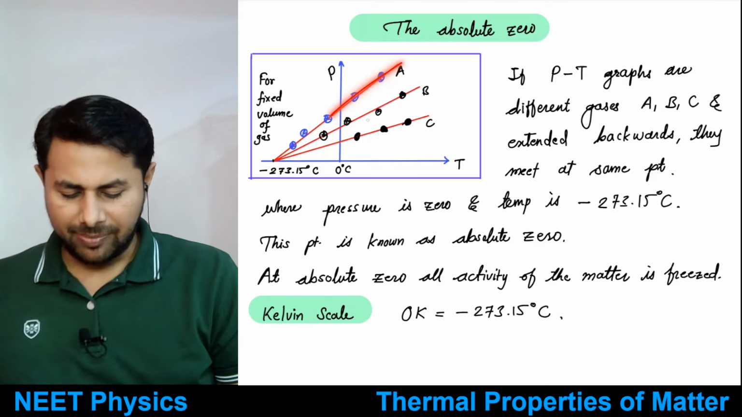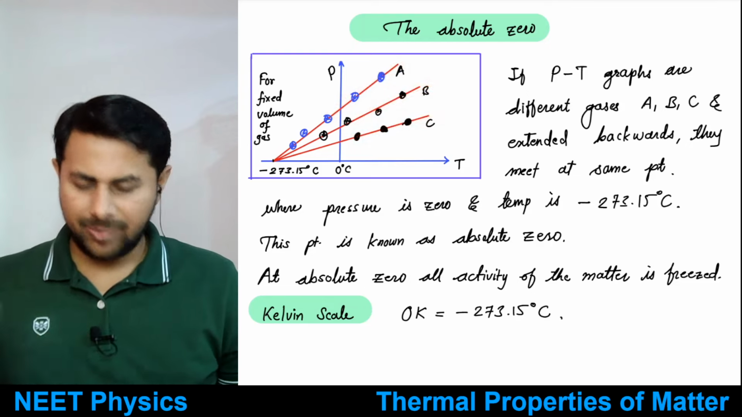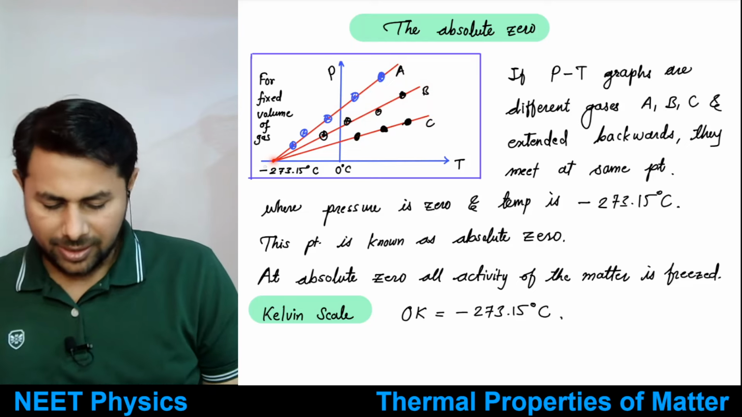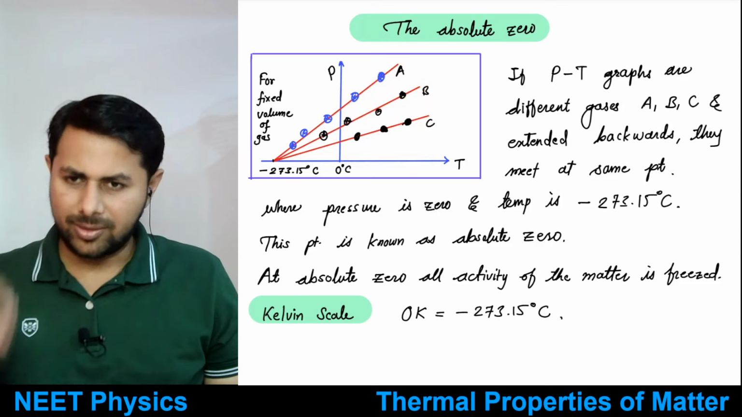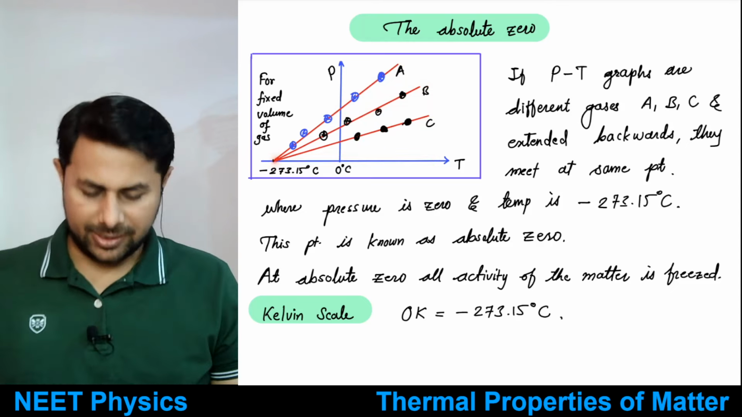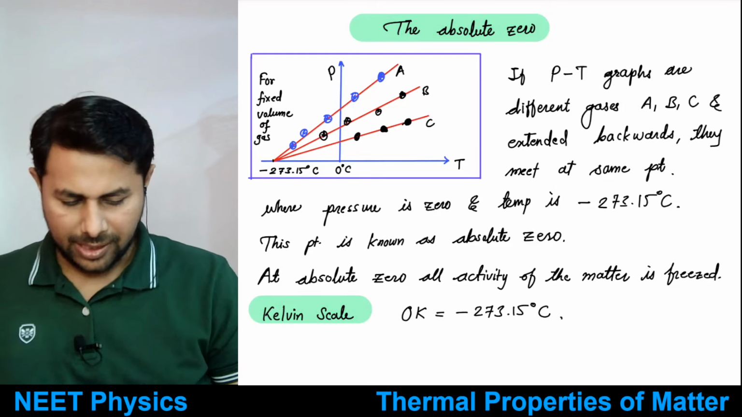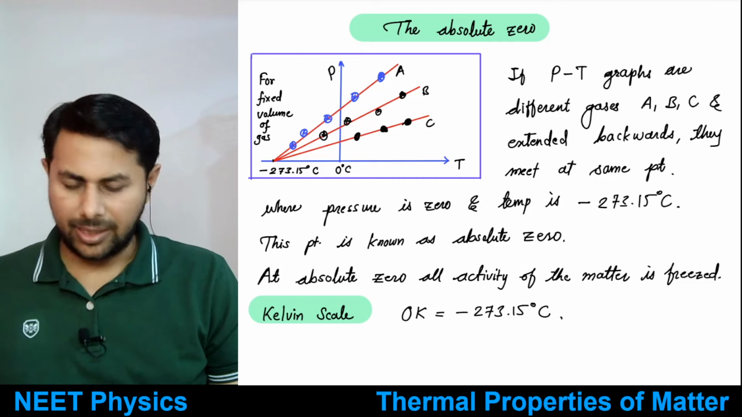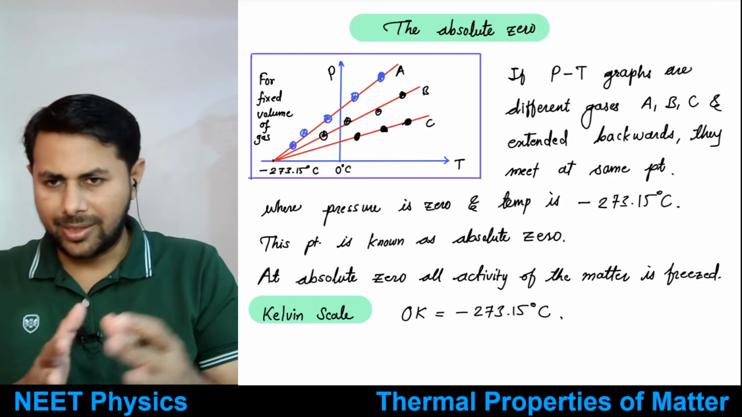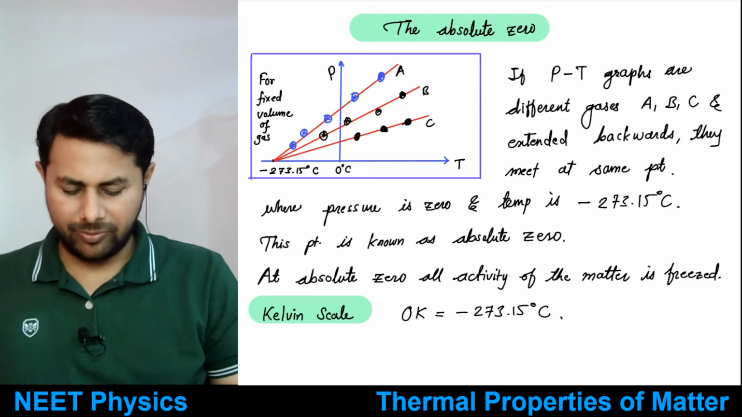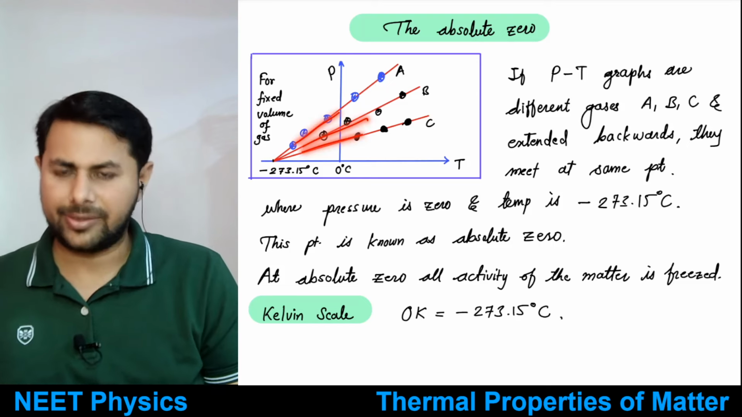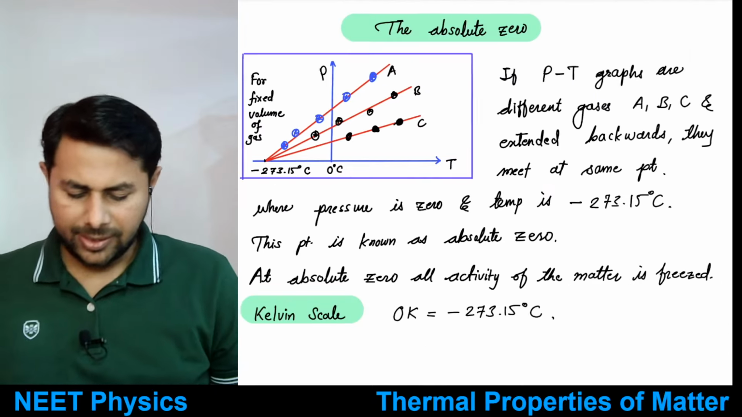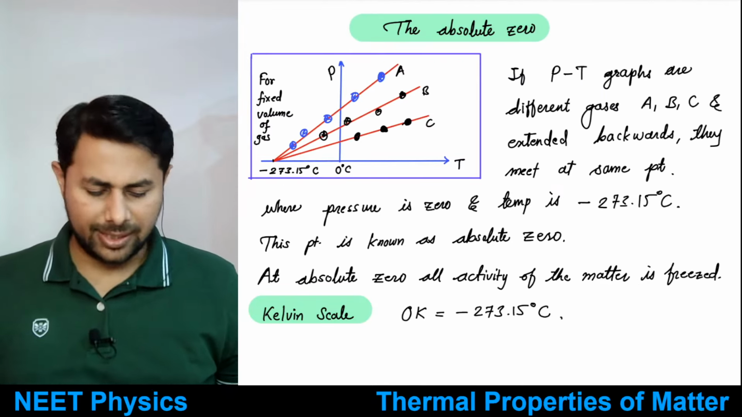So the pressure versus temperature graphs of three different gases are meeting at the same point, and that point is also on the temperature axis. That means pressure becomes zero at the same temperature, right? We have not actually made the pressure zero. What we have done is traced these graphs backwards. So they meet at a single point, and the temperature corresponding to that point is known as absolute zero.